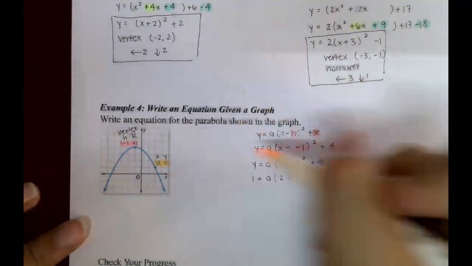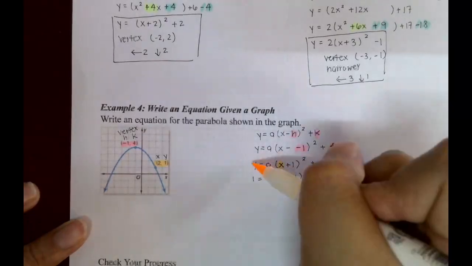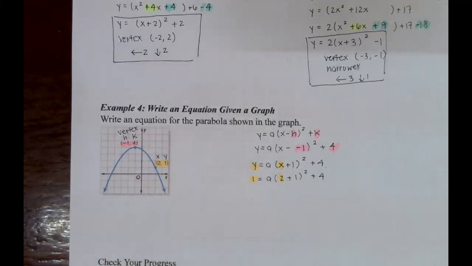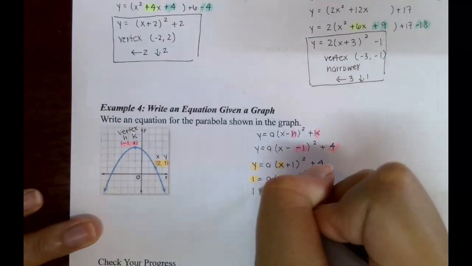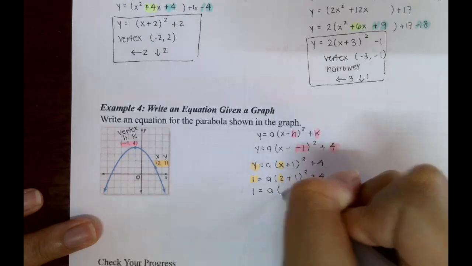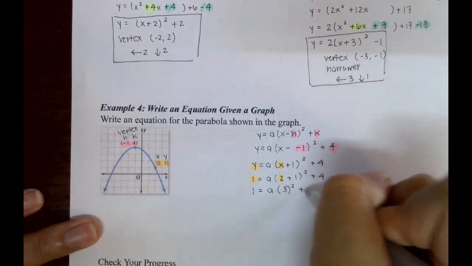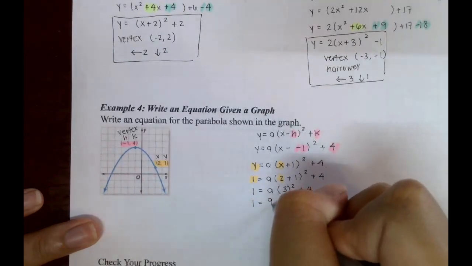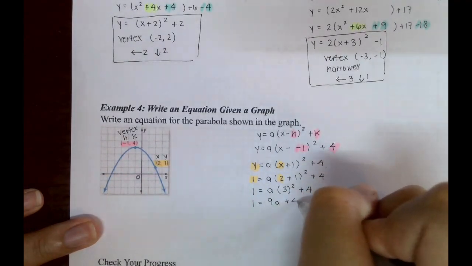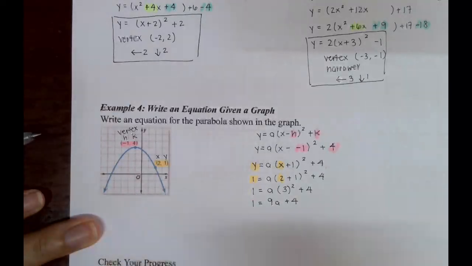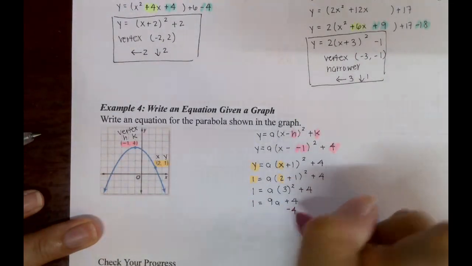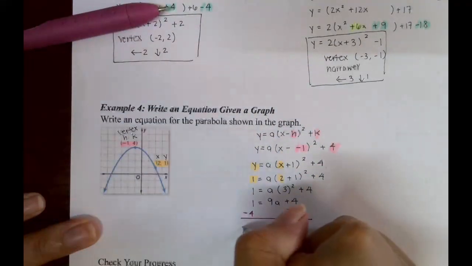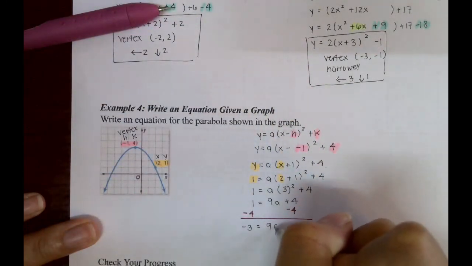Okay. So all I did is plugged in 2 for the x for the time being and 1 for the y. Okay. Now I'm going to solve for a. Okay. So 2 plus 1 is 3, so this becomes 3 squared plus 4. 3 squared is 9, so this becomes 9a plus 4. I'm going to subtract 4 on both sides. This becomes -3 equals 9a.